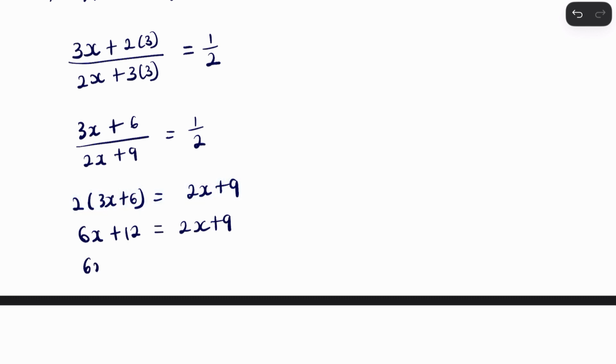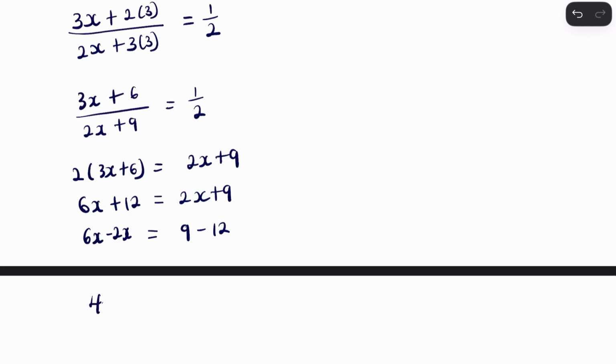Thus we have 6x - 2x is equal to 9 - 12. Hence we have 4x is equal to -3. Thus x is equal to -3/4.